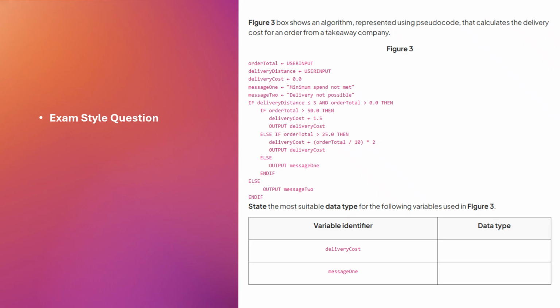Let's work on the exam style question. Figure 3 box shows an algorithm represented using pseudocode that calculates the delivery cost of an order from a takeaway company. This is the pseudocode that is used. State the most suitable data type for the following variables in figure 3. The first one being the delivery cost.